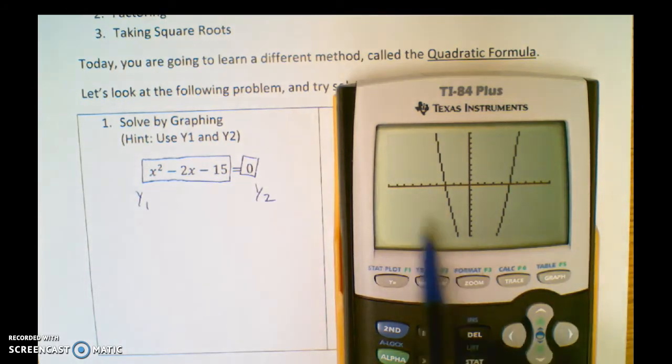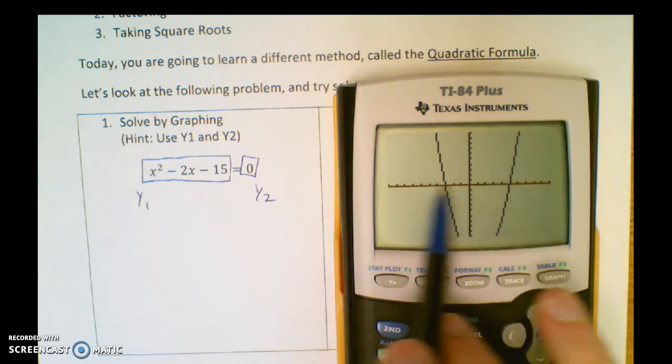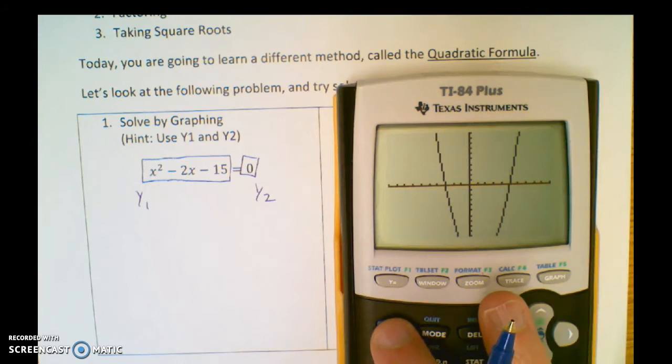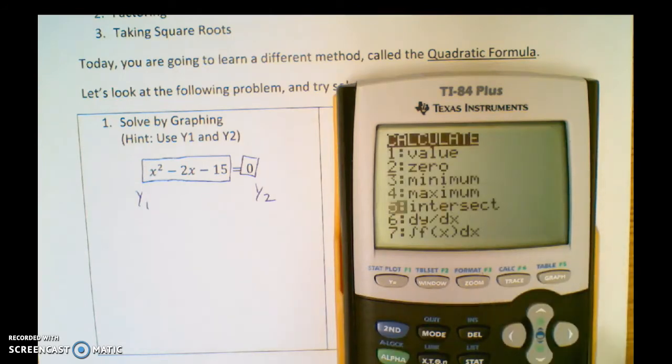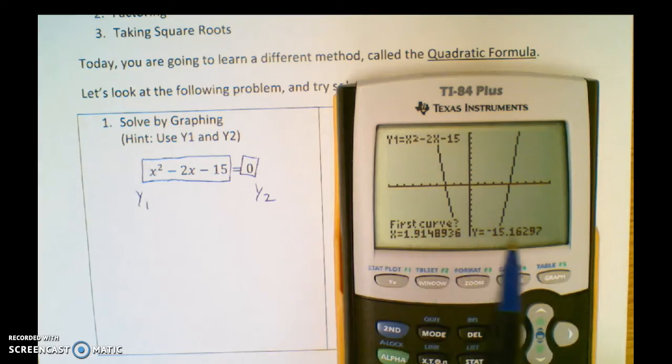Remember the horizontal line in this case is the x-axis because y equals 0. So it's crossing at 2 points. To find those 2 points, you hit second, trace, intersect, and you move the cursor. Notice it gives you the location of the cursor on the bottom here, so if you play around with it you can see where it's going. And there it is, the little spider. Get it close to the intersection and press enter 3 times.